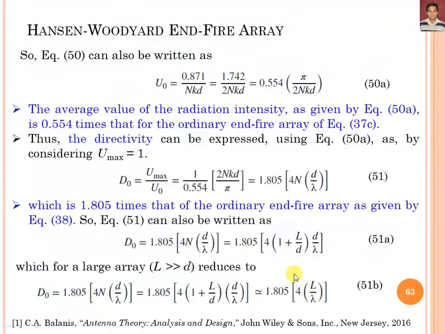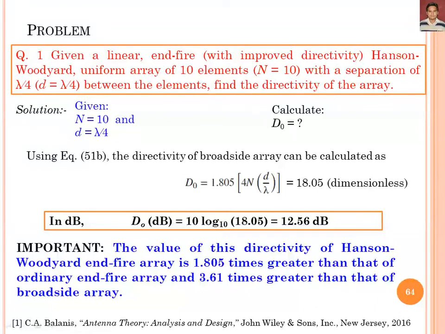So this is the important conclusion from this calculation of directivity in the case of the Hansen-Woodyard end-fire array. We are taking a similar problem as we discussed for the broadside array as well as the end-fire array, and here we have to calculate for the Hansen-Woodyard end-fire array, or end-fire with improved directivity. The parameters given are n equal to 10 and distance d equal to lambda by 4, and we need to calculate the directivity D naught for the Hansen-Woodyard array.